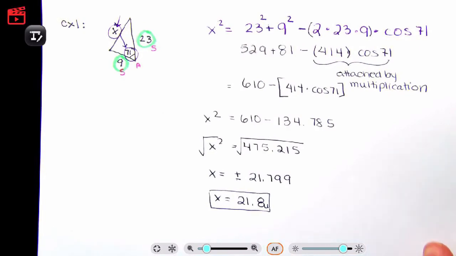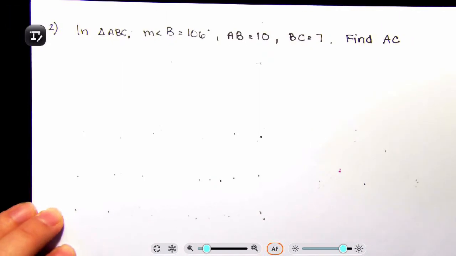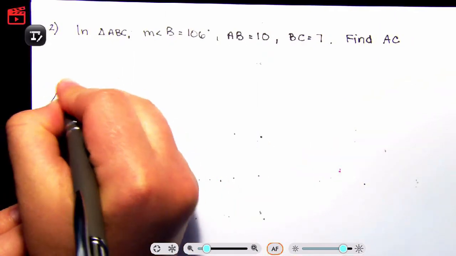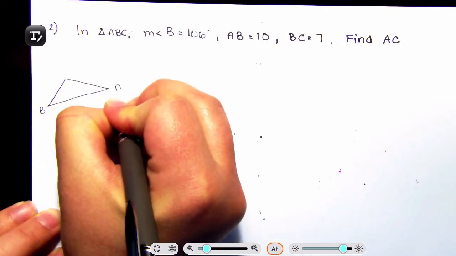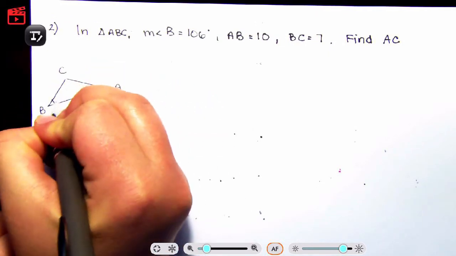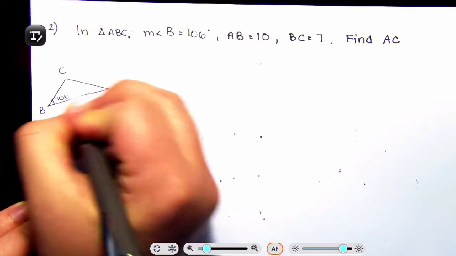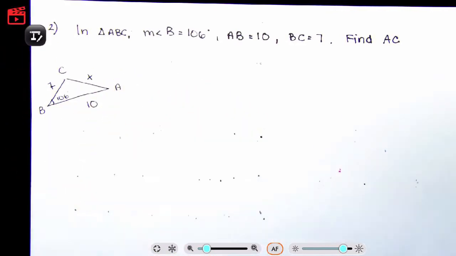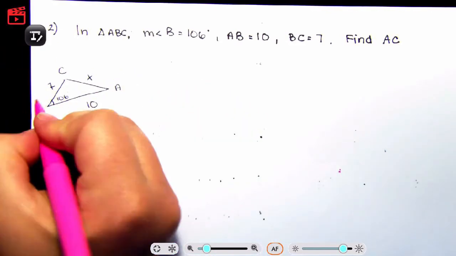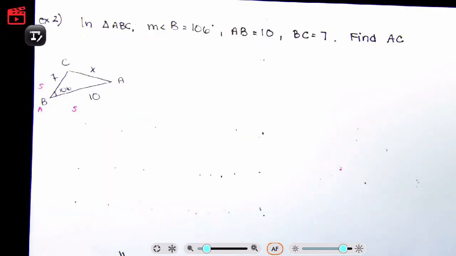Let's do another one. Question number 2 is not giving us a picture, so we're going to have to just draw one. Here's triangle ABC. Angle B is 106 degrees. AB is 10. BC is 7. Find AC. So we have this as our unknown. What do we have? We have a side, an angle, and a side. So therefore, we use the law of cosines.